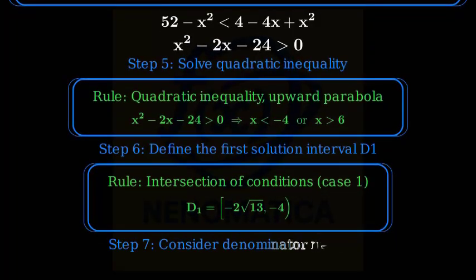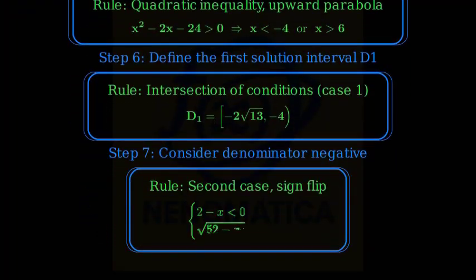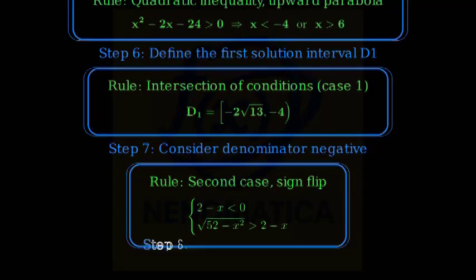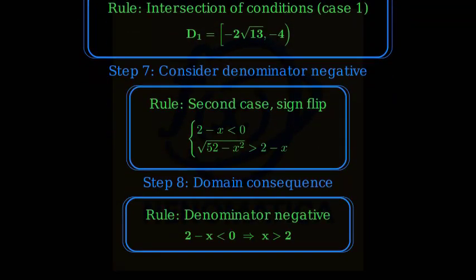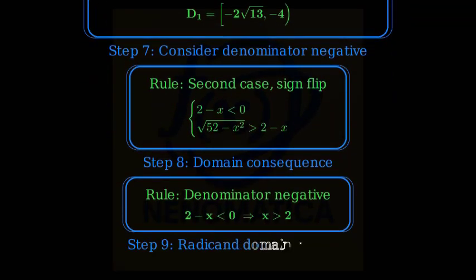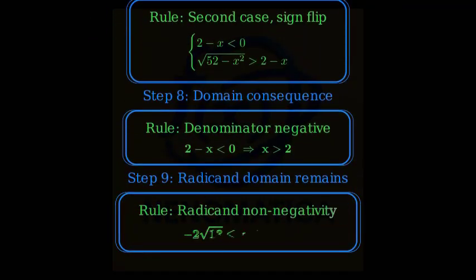Step 7. Consider the second case, when the denominator is negative. Then 2 minus x is less than 0, and multiplying by it reverses the inequality, so the square root is greater than 2 minus x. Step 8. From 2 minus x less than 0, we get x greater than 2. Step 9. The radicand condition remains the same: x is between -2√13 and +2√13 inclusive.